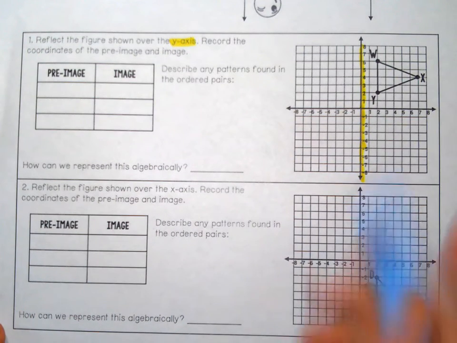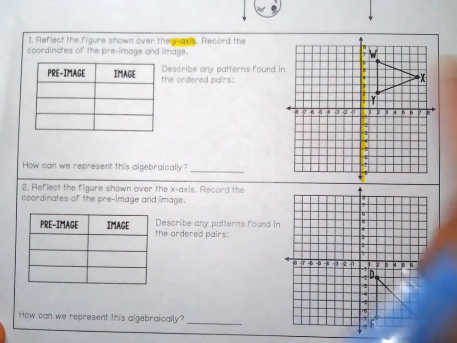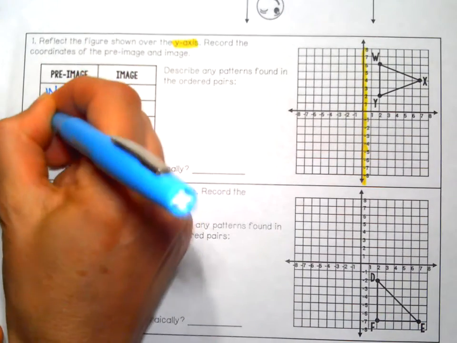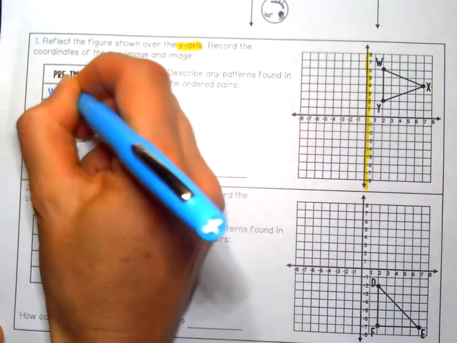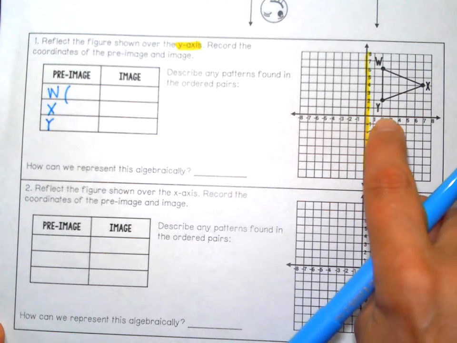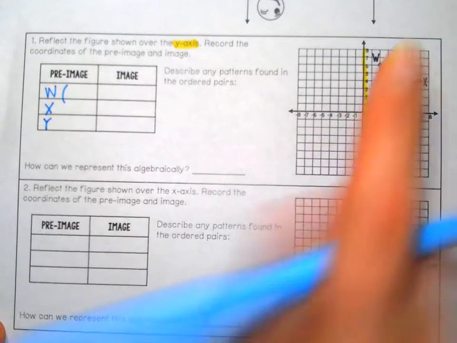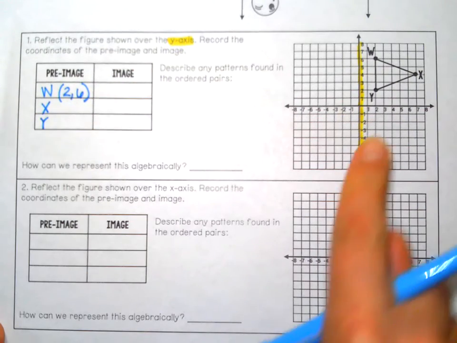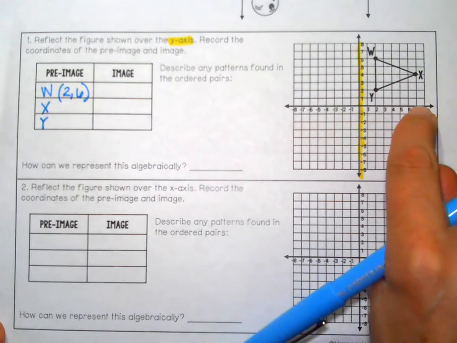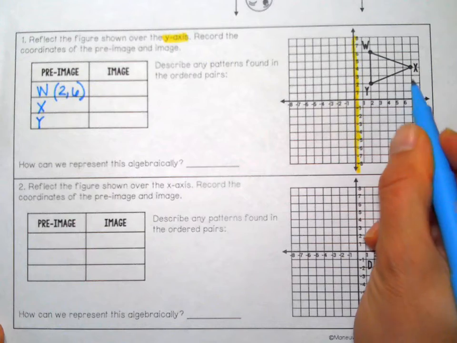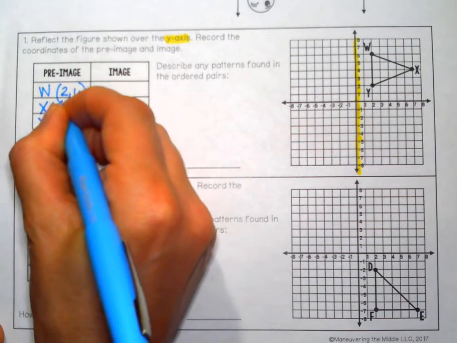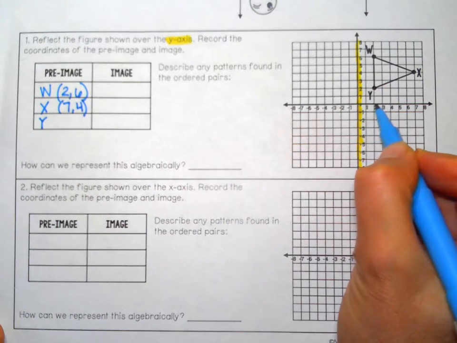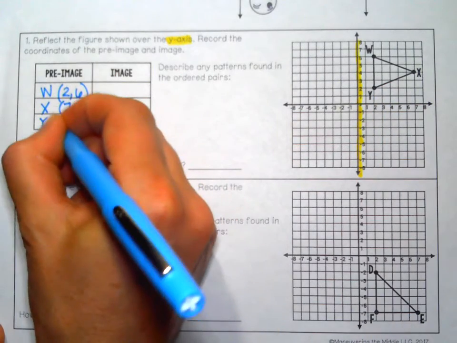So first I'm just going to record where my points are. I have WXY. W is at 2 on X, up 6. X is at 7 on X, 4 on Y. And Y is at 2, 2.